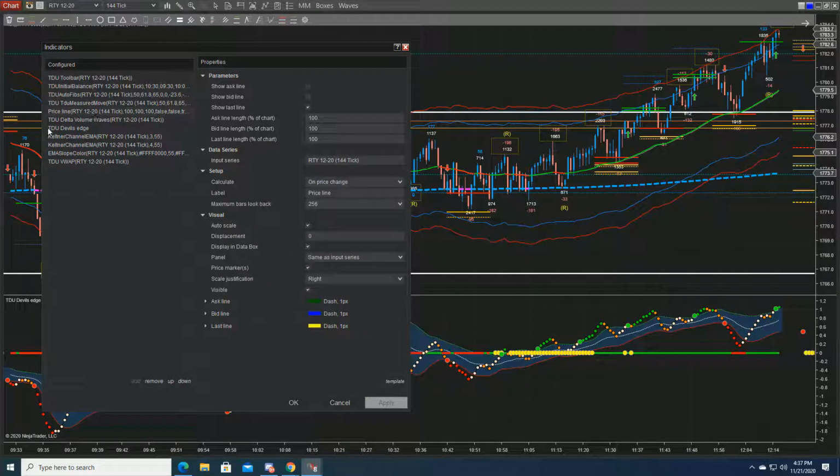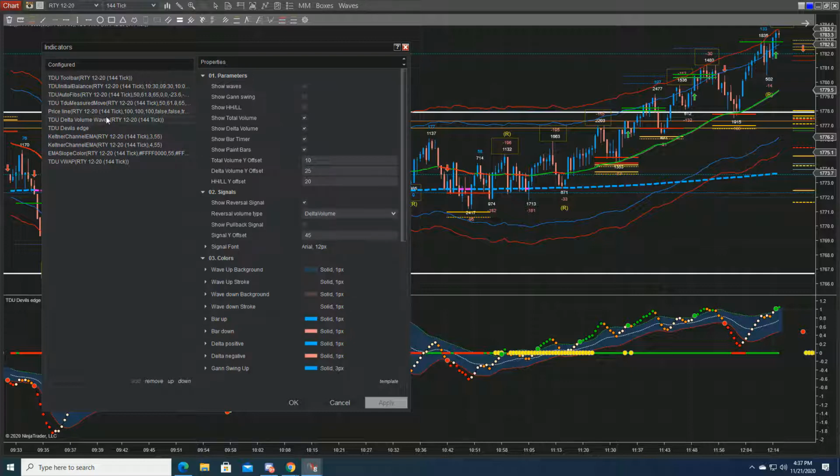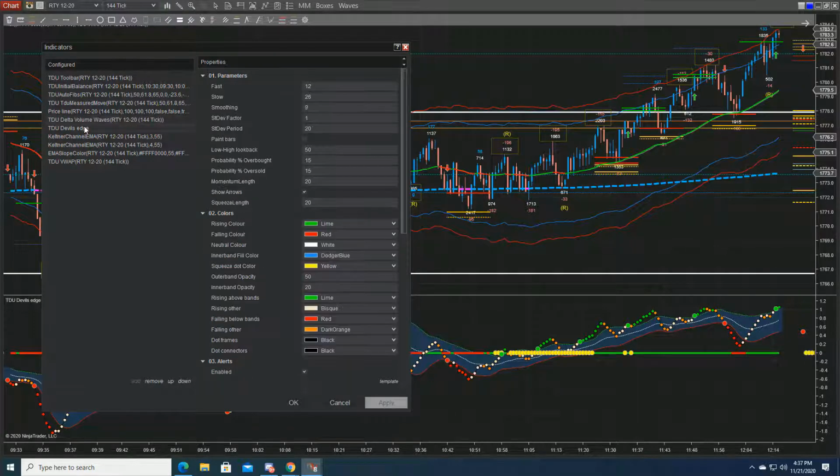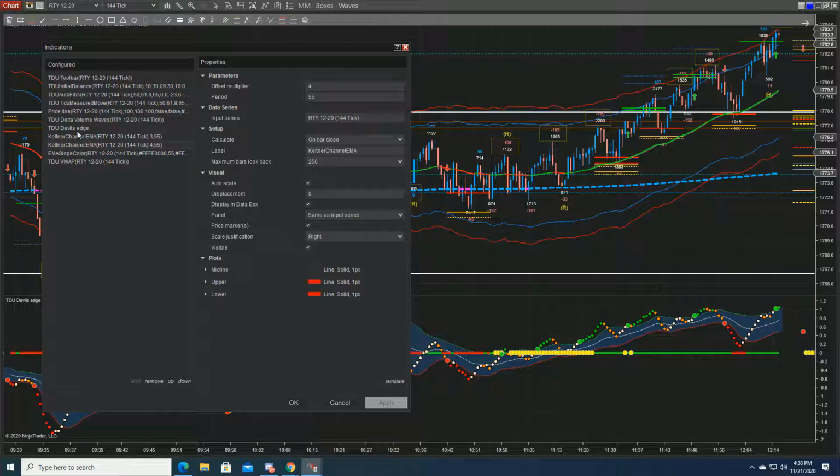Now, in addition, we've got our auto fibs. We've got our measured move indicator, or the price line, that's native Ninja. This is the delta volume waves, so we can see what's happening at the pivots. Additionally, I've got the Devil's Edge, which is our turbocharged MACD Bollinger Band. We've kind of taken that concept and combined 5 indicators into one.